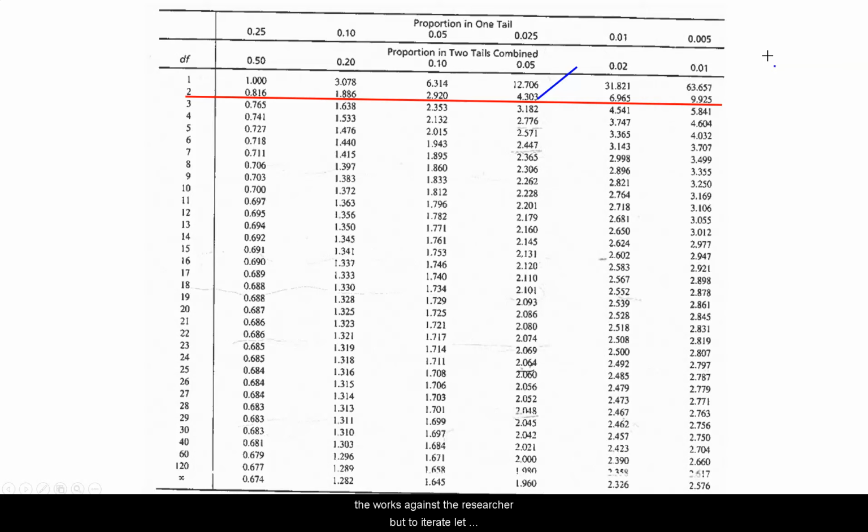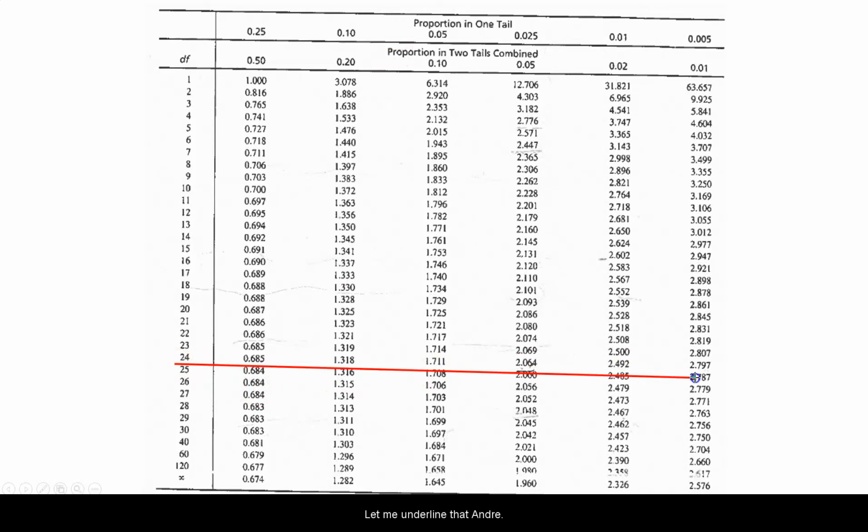But to reiterate, let me do just one more. The first thing you need to do is establish your degrees of freedom, which is just n minus 1. So let's say we had 25 participants. Fair enough. So if I've got 25 participants, that's 24 degrees of freedom. Let me underline that in red.